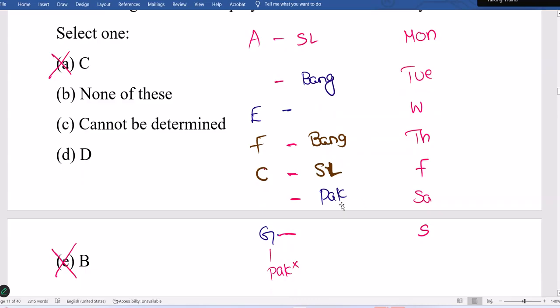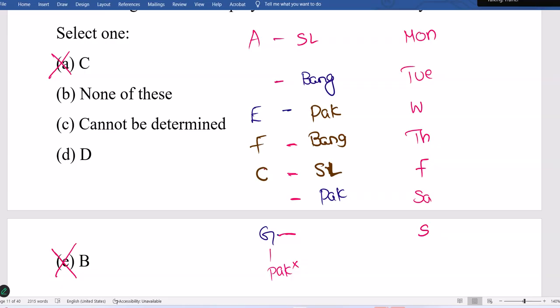okay, one Pakistan fixed. And they clearly mentioned G is not for Pakistan, which means E must be for Pakistan. Guys, E must be for Pakistan because two Pakistans are required minimum. G is not for Pakistan, so clearly two Pakistans required means E must be for Pakistan.